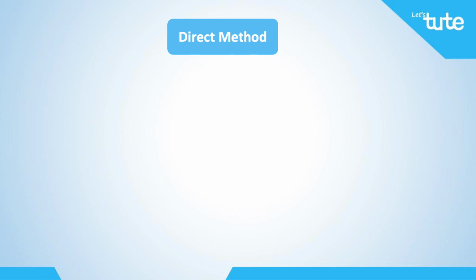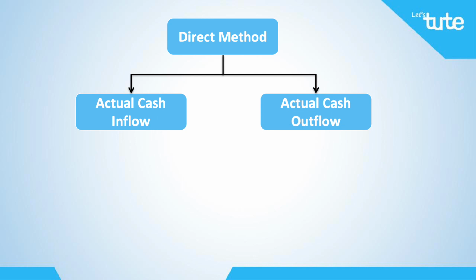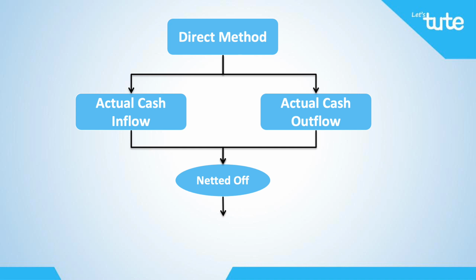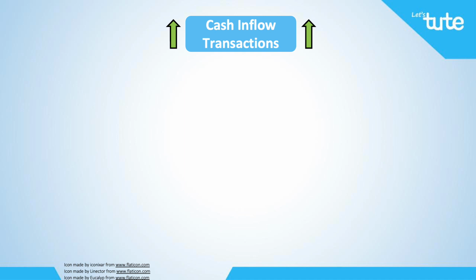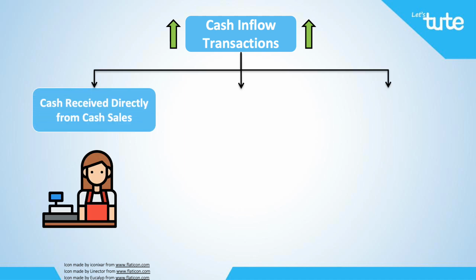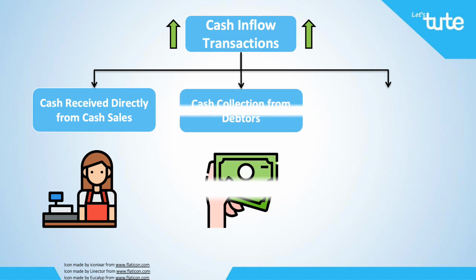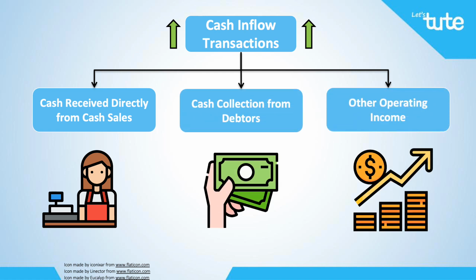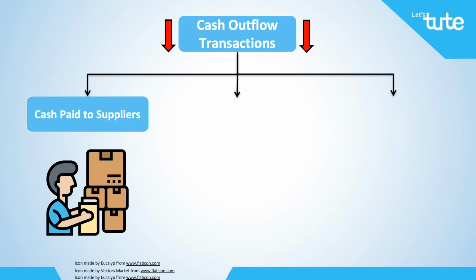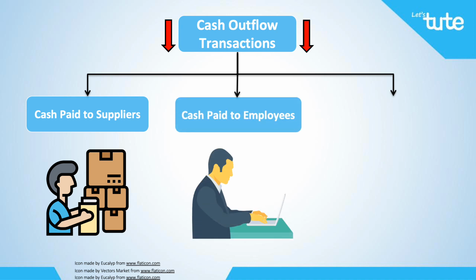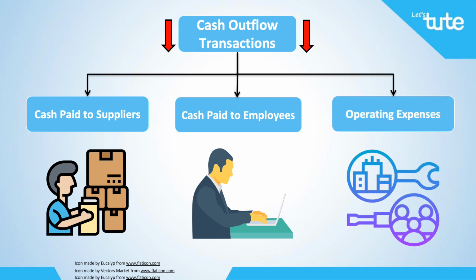So friends, under the direct method of preparing a cash flow statement, the actual cash inflows and outflows from operating activities are shown and then netted off to find out cash flow from operating activities. So here, cash inflow transactions would typically include the cash received directly from cash sales, cash collections from debtors, or any other operating income. And cash outflows would include cash paid to suppliers for purchases, cash paid to employees in the form of salaries, and other operating expenses.